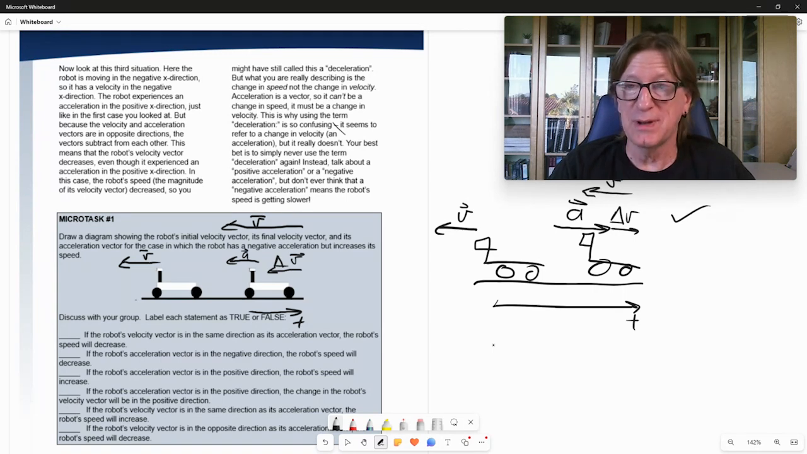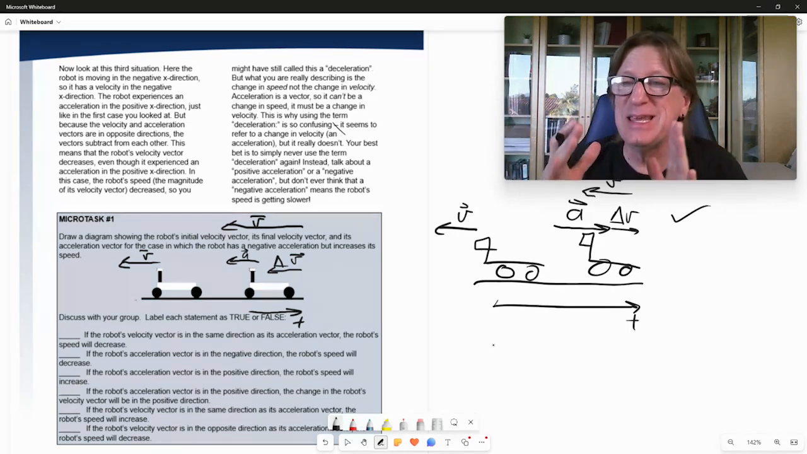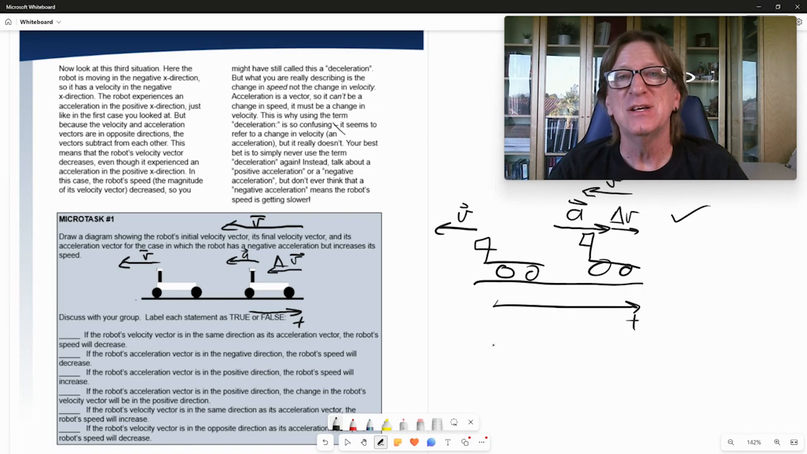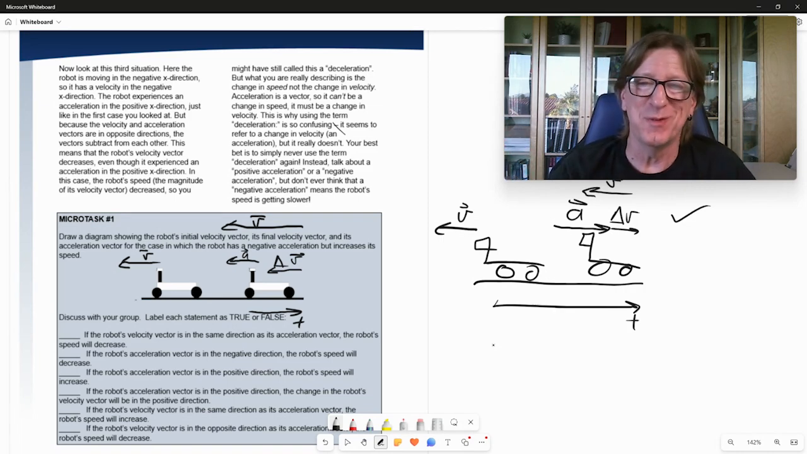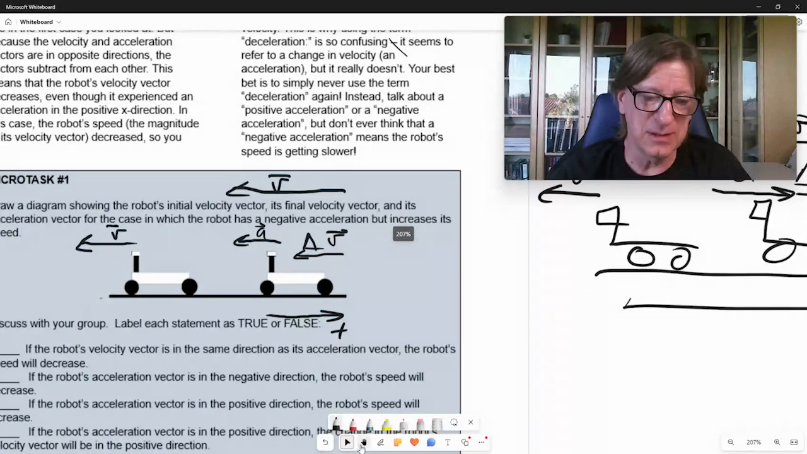Really hope you went through all of this. These concepts, like I said, unlearning can be difficult. And so what we're trying to do with these microtasks is to ease you into that unlearning so that you can get the new learning when we're ready for it. All right, let's zoom in on this and take a look.